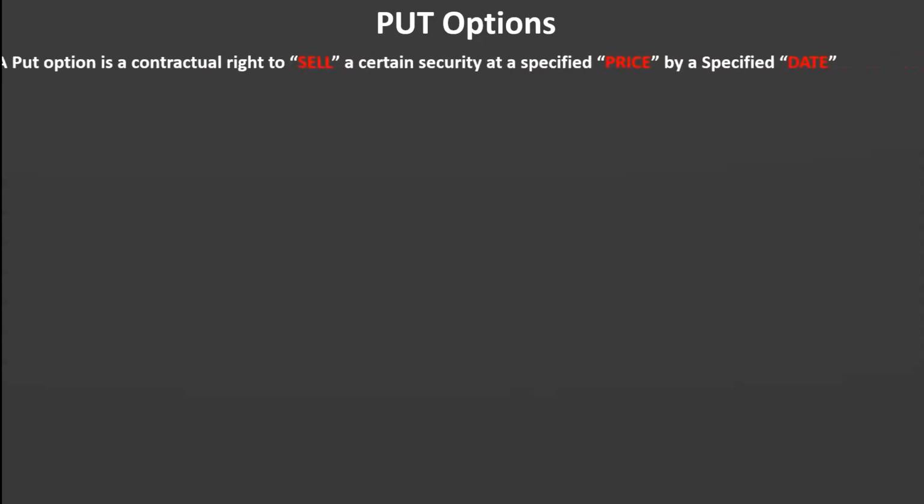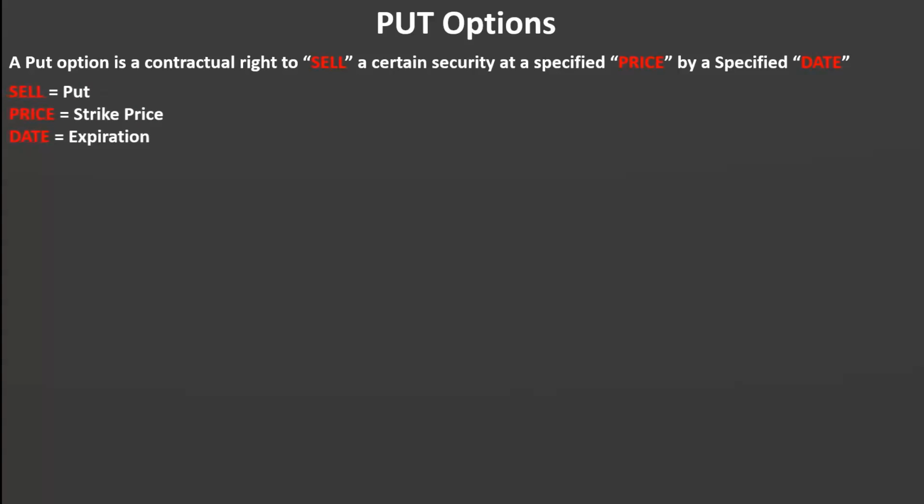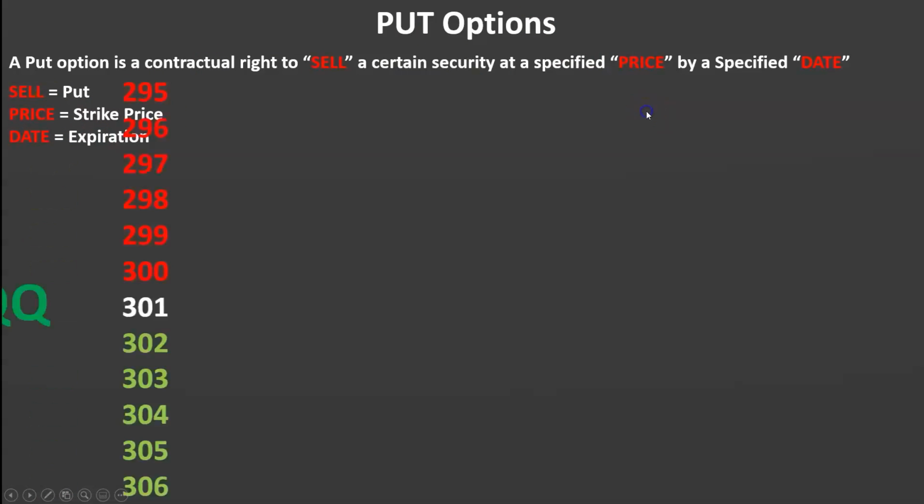Put options. So it's just like calls, but they work inversely. The reason they work inversely is because if you remember, when we were buying calls, we were buying the right to buy a security. A put option is a contractual right to sell a certain security at a specified price by a specified date. So let's break it out. Sell means put. Price is referring to the strike price. Date is referring to the expiration.